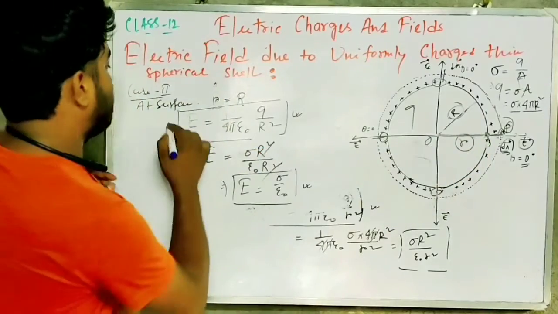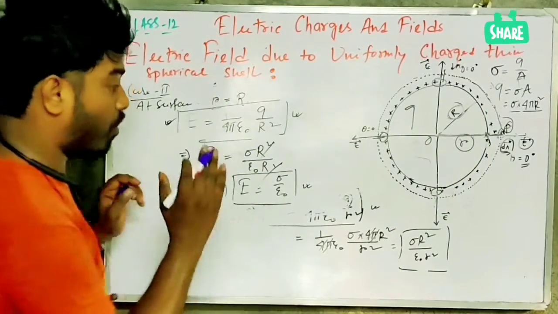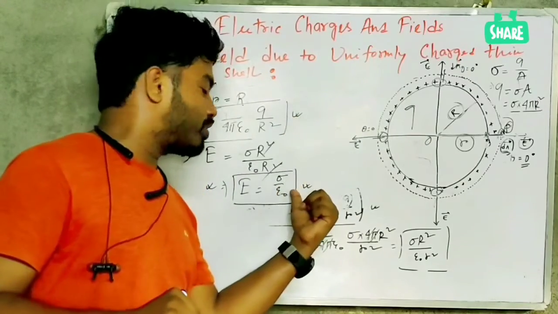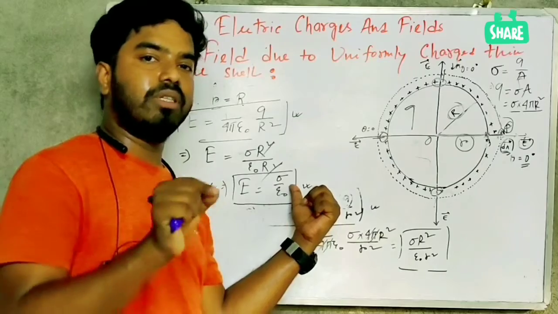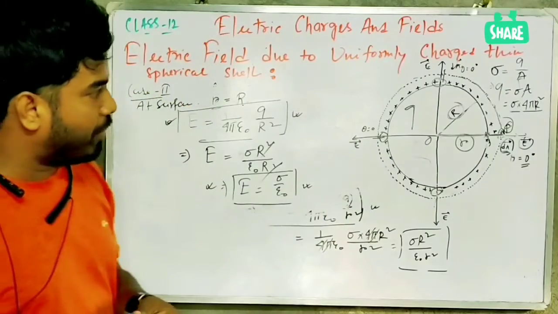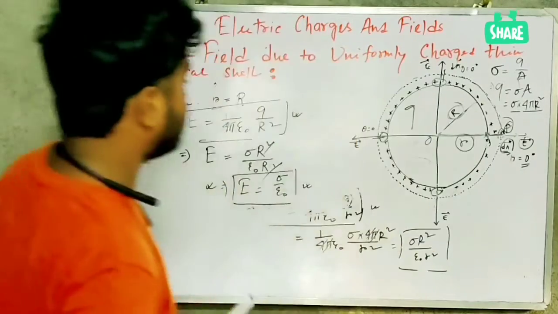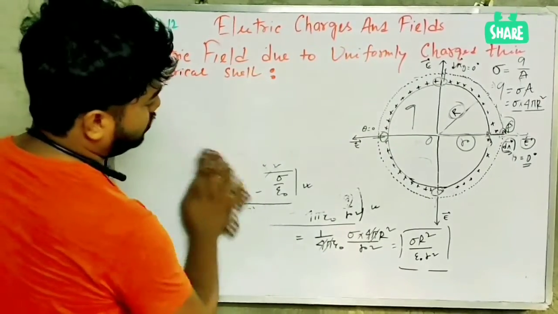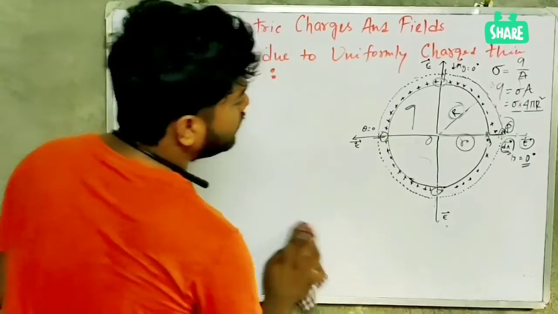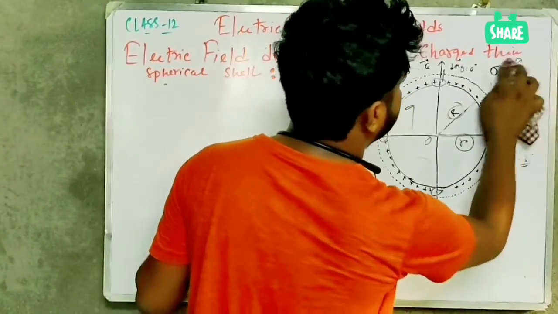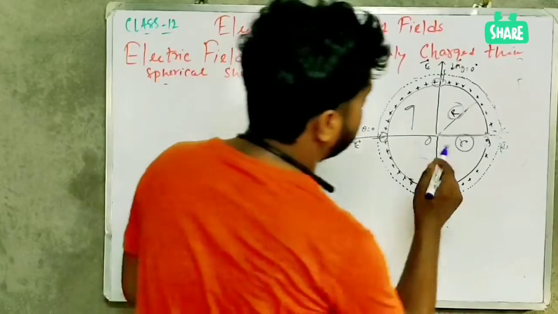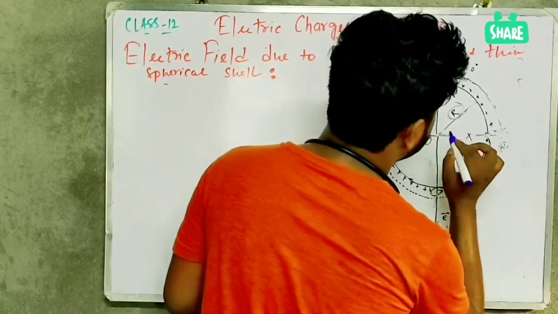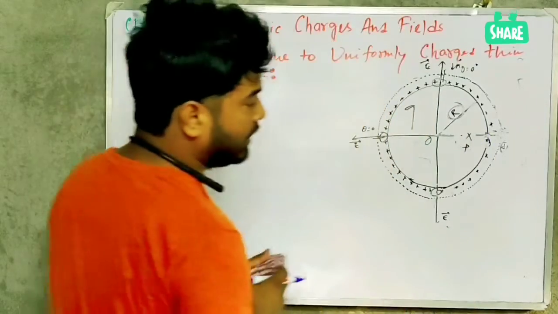Clear? So this is the expression of electric field, and this is also the expression of electric field. This is the expression of electric field in terms of charge, and this is the expression in terms of surface charge density. The case 2 is complete. Now we have to calculate electric field inside the sphere. So just consider this point, suppose this is point P.